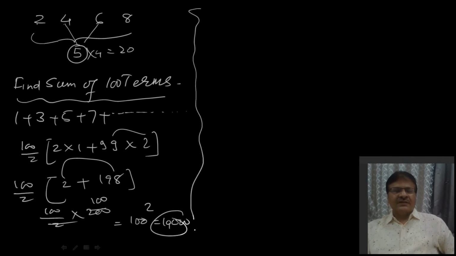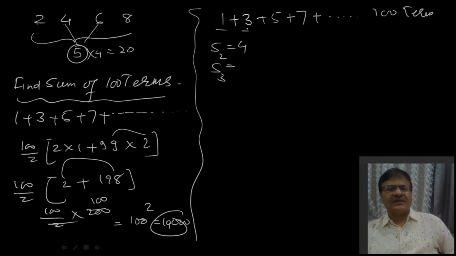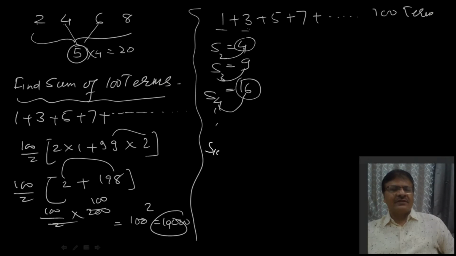Is that clear? If you apply a little intelligence, you can solve this problem without the formula. 1, 3, 5, 7. This was the question. And how many terms sum is required? 100 terms. What is 1 plus 3? 4. Means the sum of 2 terms is 4. What is the sum of 3 terms? 1 plus 3, 4 plus 5, 9. What is the sum of 4 terms? 1 plus 3, 4 plus 5, 9 plus 7, 16. So the sum of 2 terms is the square of 2. The sum of 3 terms is the square of 3, the sum of 4 terms is the square of 4. It means the sum of 100 terms would be the square of 100, that is equal to 10,000.